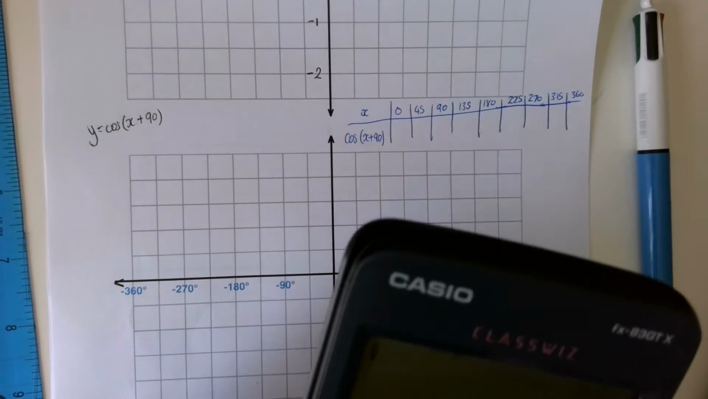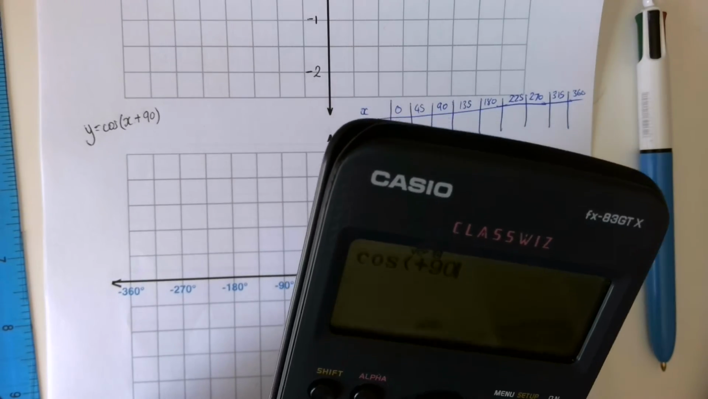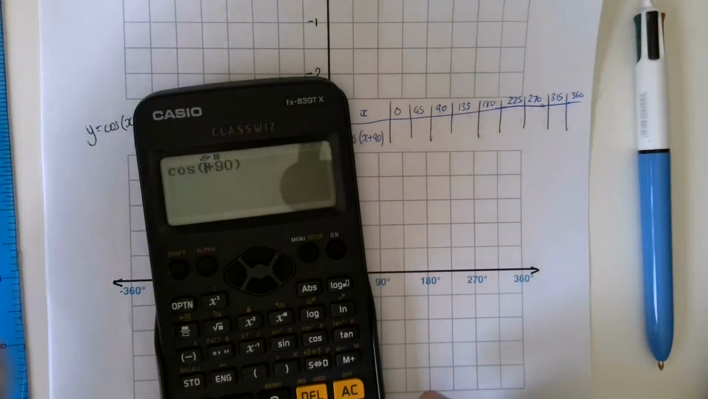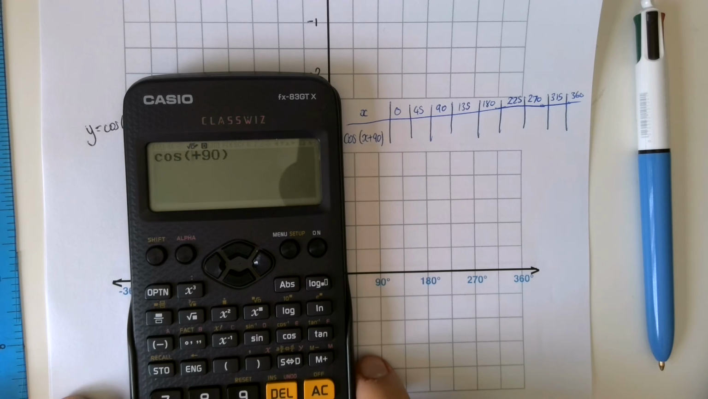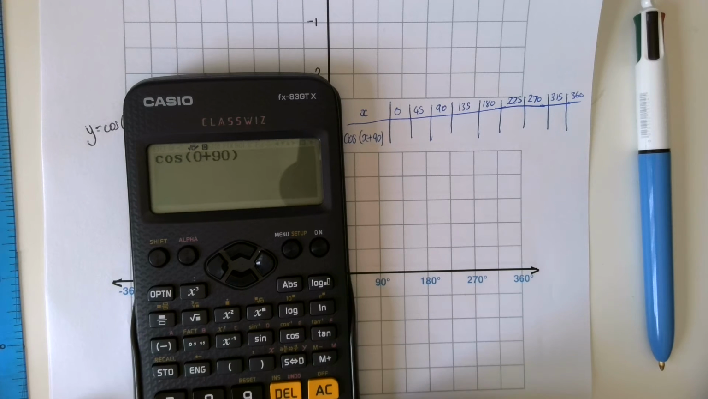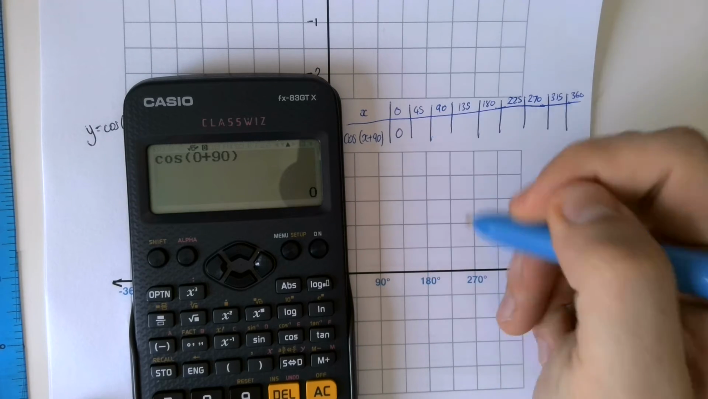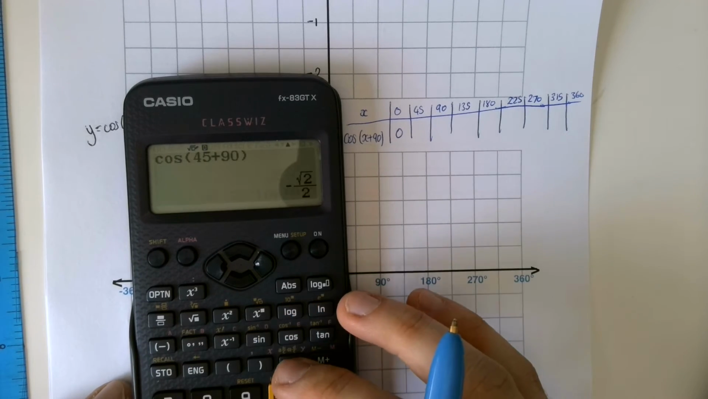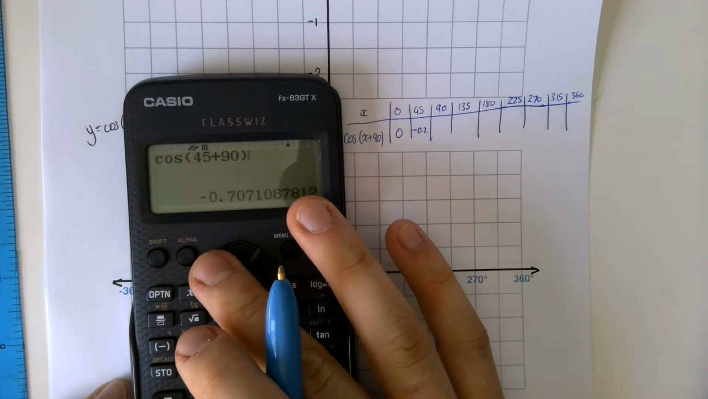Okay, so I'm going to make sure I program my calculator carefully, so it's going to be something substituted into that gap there. So what happens when I substitute in 0? I get 0. What about when I substitute in 45? I get minus 0.7 something.